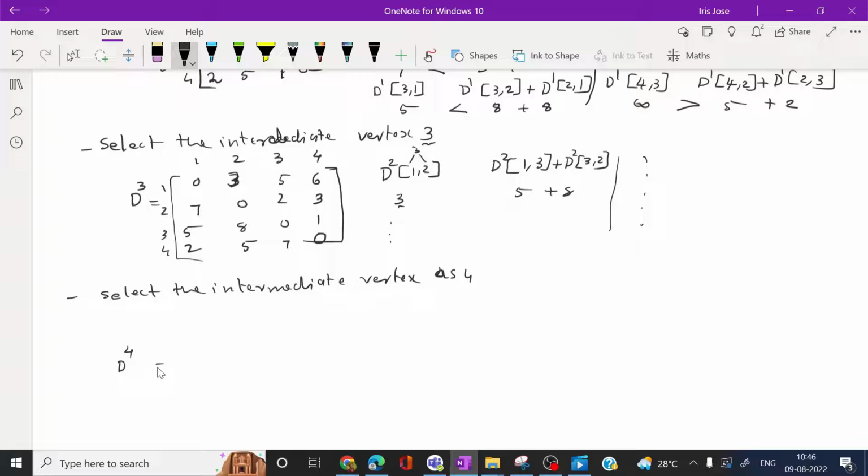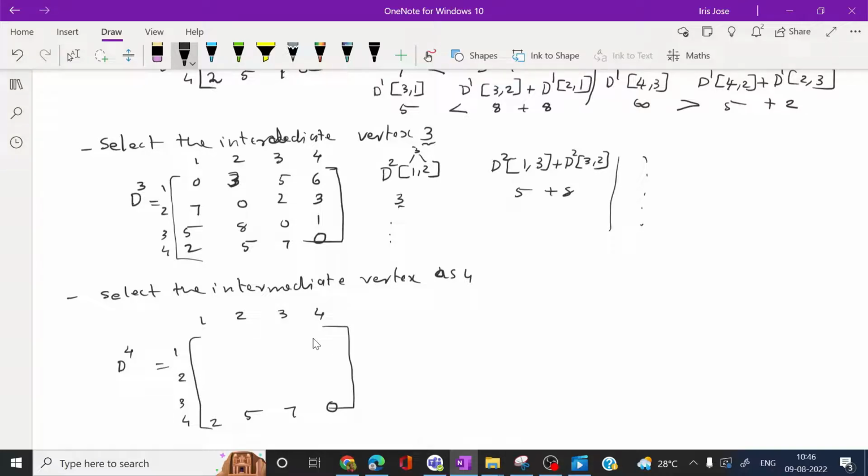So for D4, we'll consider the intermediate vertex as the fourth vertex. So fourth row and fourth column remain unchanged. So 1, 2, 3, 4. Here also 1, 2, 3 and 4. So what is the fourth row? It is 2, 5, 7, 0. So that will be kept as 8, 2, 5, 7 and 0.